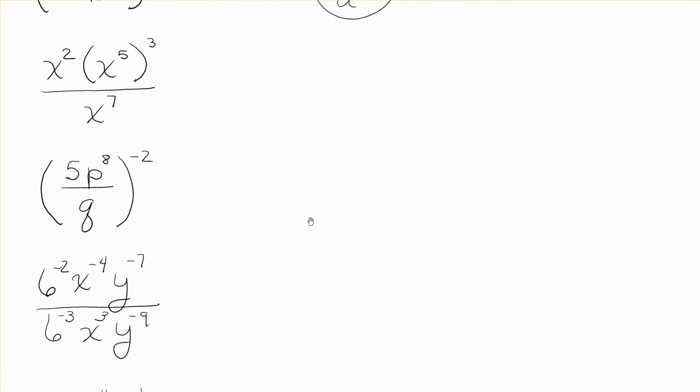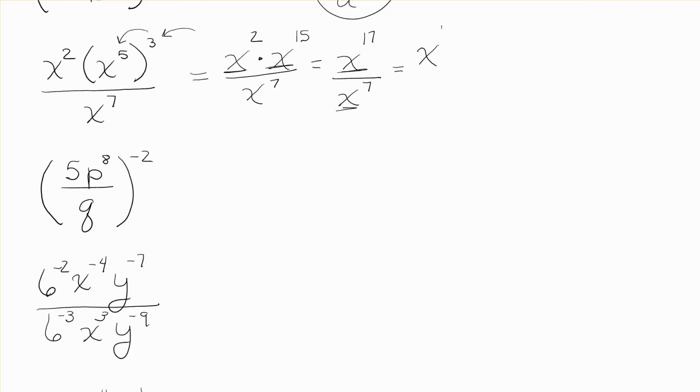All right, our next example, the very first thing we should do is apply the power property. And so we're going to take the 3 on the outside and multiply our exponent on the inside. So we end up with x squared times 3 times 5 is 15, so that's x to the 15th over x to the 7th. We're going to use our product property rule in our numerator. Two things with the same base, when we multiply them, we add their exponents. So we get x to the 17th over x to the 7th. And then we're going to apply our quotient property. We have two things with the same base. We are dividing them. So we subtract exponents, 17 minus 7. So we end up with x to the 10th.